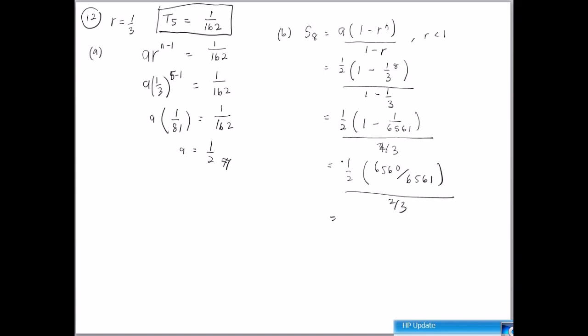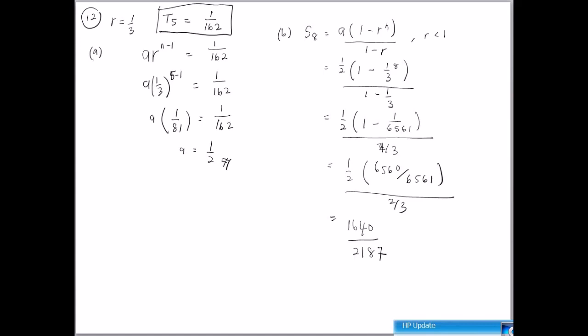Okay, multiply by 1 over 2. We get 3280 over 6561. 3280 over 6561, and then divide by 2 over 3. And then we get 1640 over 2187.